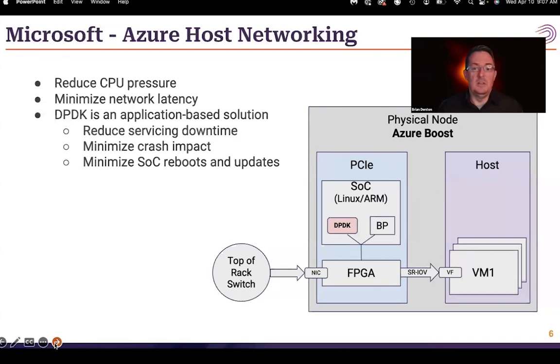There are some other benefits to going to an application-based solution. It reduces servicing downtime. Restarting an application is much less impactful than restarting Linux. So we went to an application-based solution, and DPDK helps solve that. It also reduces the impact if there's a crash. A crash in an application is going to be much less impactful than a crash in a kernel.